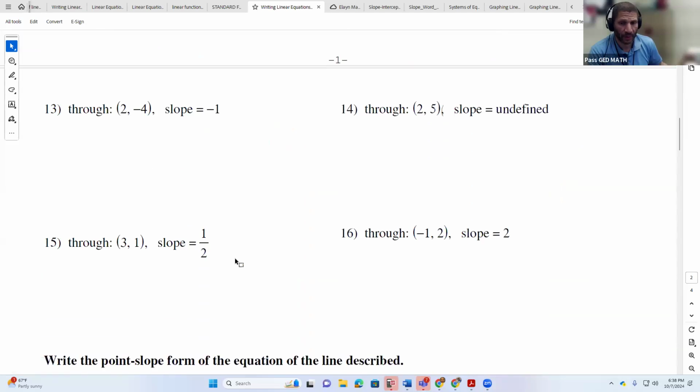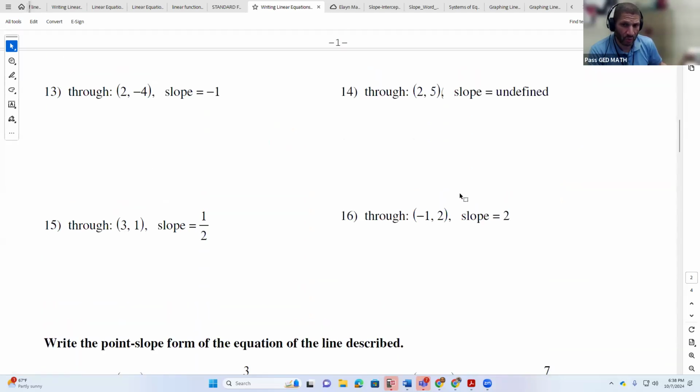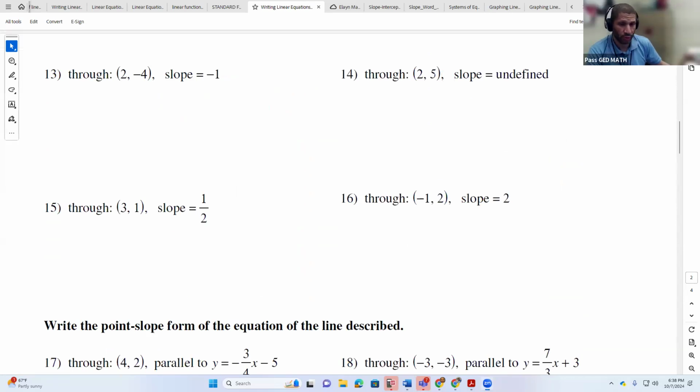Now, they're not going to give you ones with fractions. So let's walk through number 16. So we look at that point. What's my x and my y?